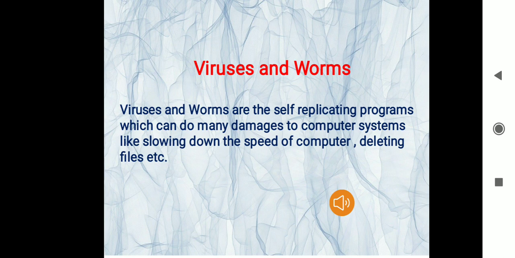Let's start with viruses and worms. Viruses and worms are self-replicating programs. Self-replicating means making several copies of itself. Hence, viruses and worms make several copies of themselves to slow down the system and also damage the data that is stored in the computer system. These self-replicating programs can make the computer system completely non-functional.